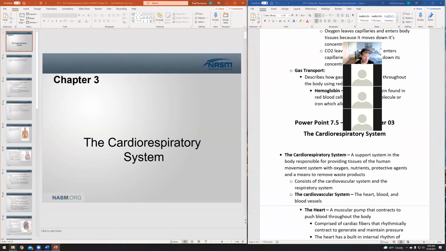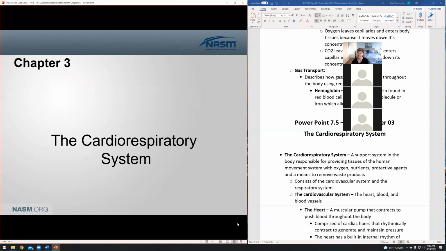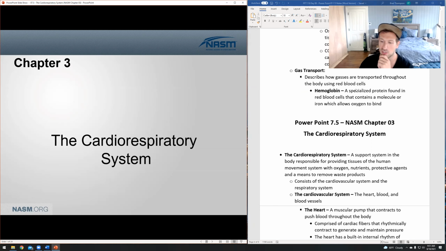You can see, obviously, it's sort of a different brand of slides here. These are NASM slides. So they wrote these, not the Memler's textbook. So this is going to be chapter 3 within your NASM textbook, not chapter 3 within your Memler. So when you're following up, that is where this information is going to come from.